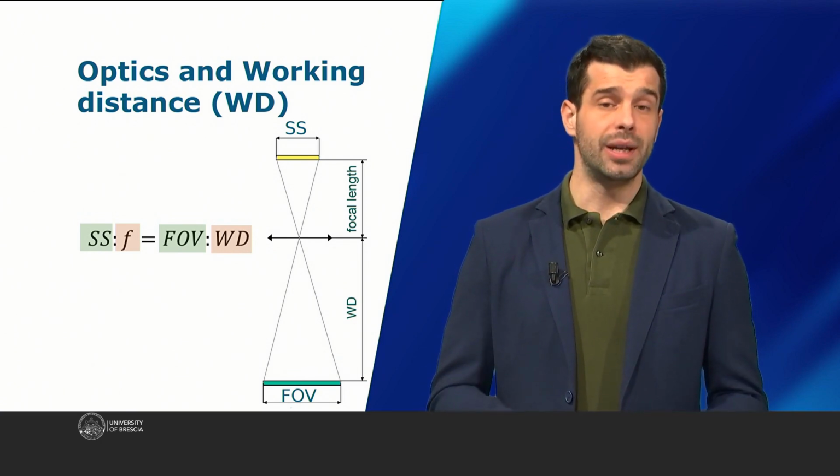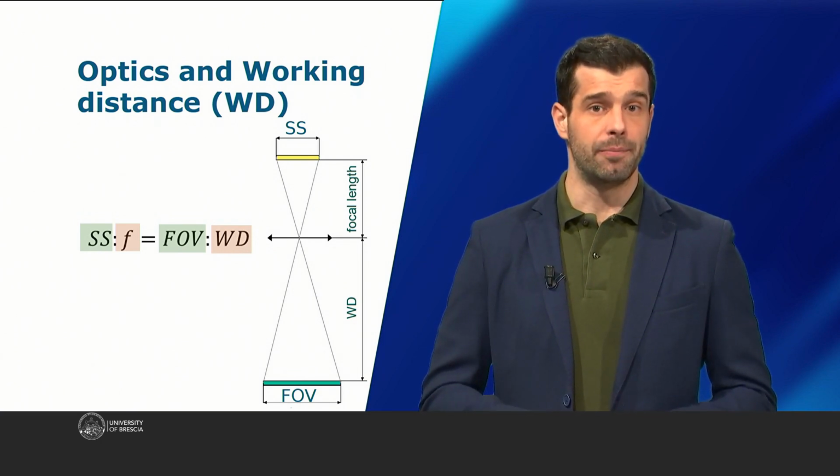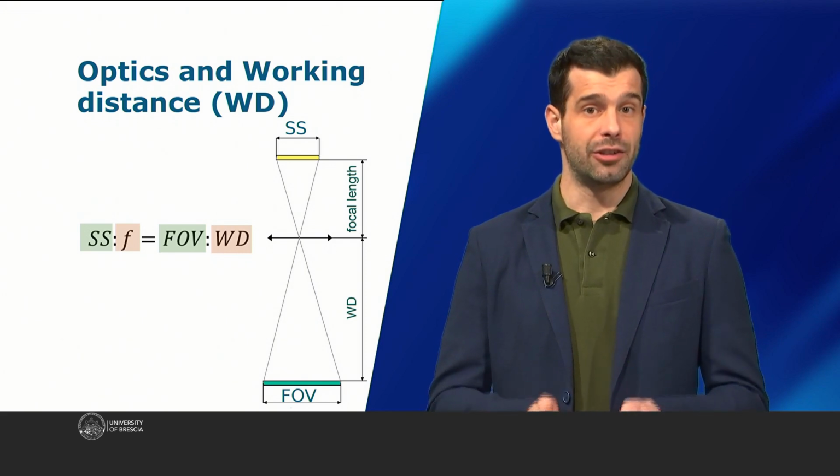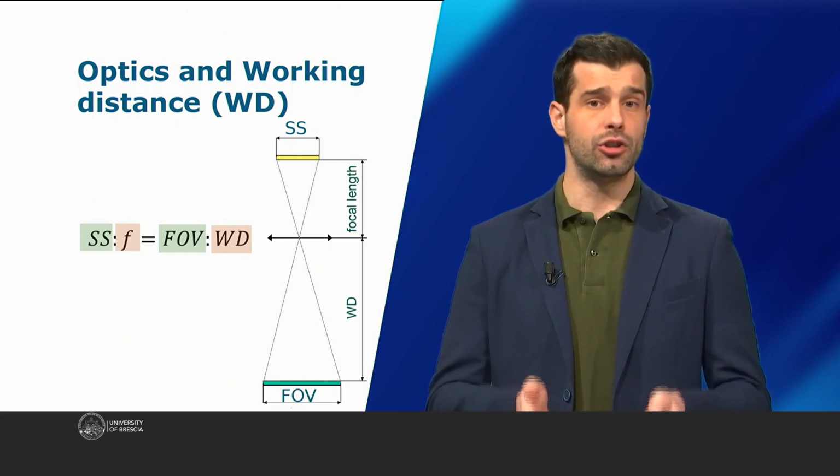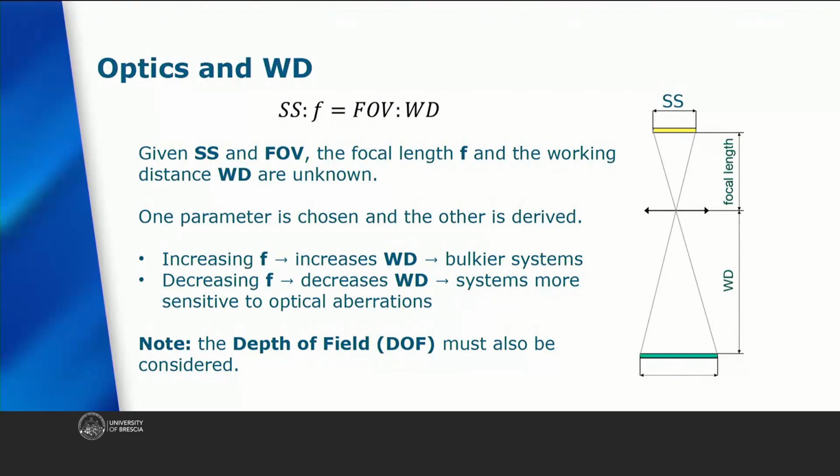To do this, we can use the proportion we saw earlier. Sensor size is to focal length as field of view is to working distance. In this case, we know the sensor size and field of view, while the focal length and working distance are unknowns. To solve the problem, I definitely need to define one and then calculate the other accordingly.